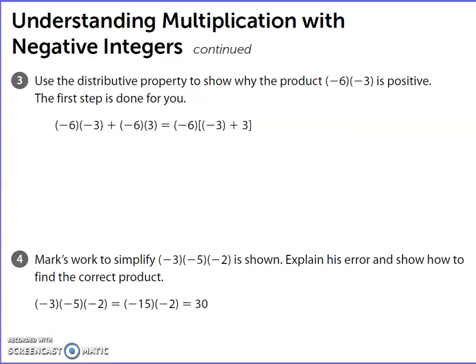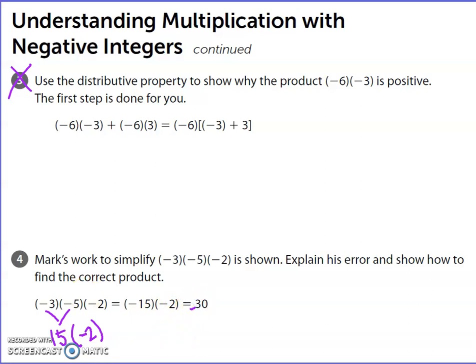Okay, as we start going through some of these, I'm going to start skipping some in the interest of time. And I know you have lots of other subjects to do the exact same things for, so we're going to skip this number 3. We're going to fix Mark's work here on number 4. It says Mark's work to simplify this expression is shown. Explain his error and show how to find the correct product. So you'll see when he multiplied negative 3 times negative 5, he got a negative product, but it isn't. They have the same sign, and the product is positive. So his final answer, even though it's the right integer, it's the wrong answer because it has the wrong sign.